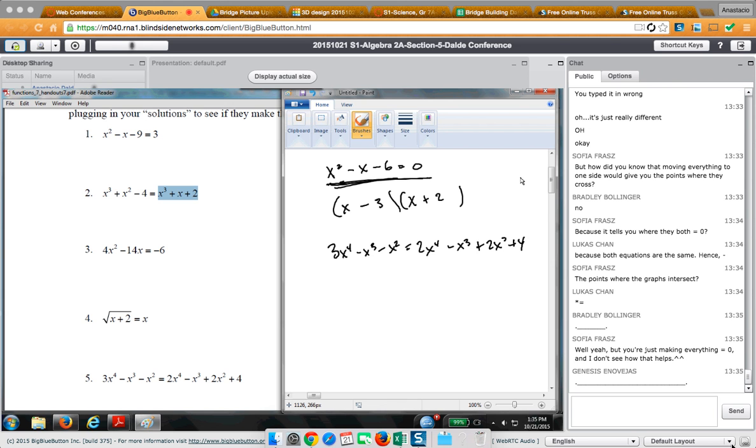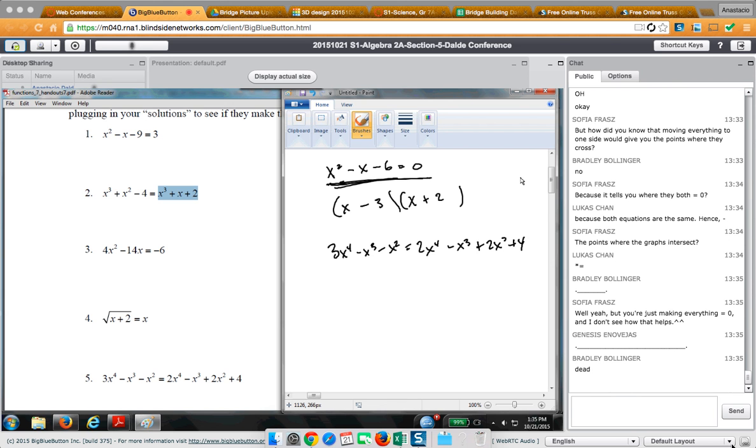You don't see how that helps? Well, I'm not really changing anything mathematically when I move things over. I didn't change the equation. The equation's still the same. It just looks a little bit different, a smaller, more simple version. It's almost like the equation is the same person, it's just wearing different clothes.